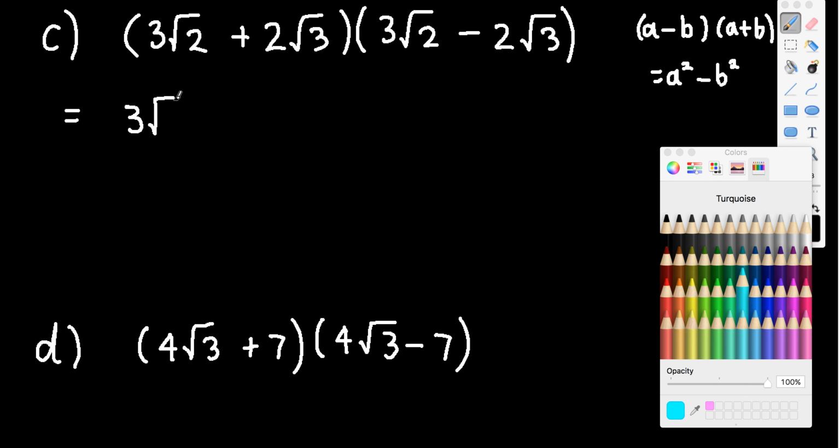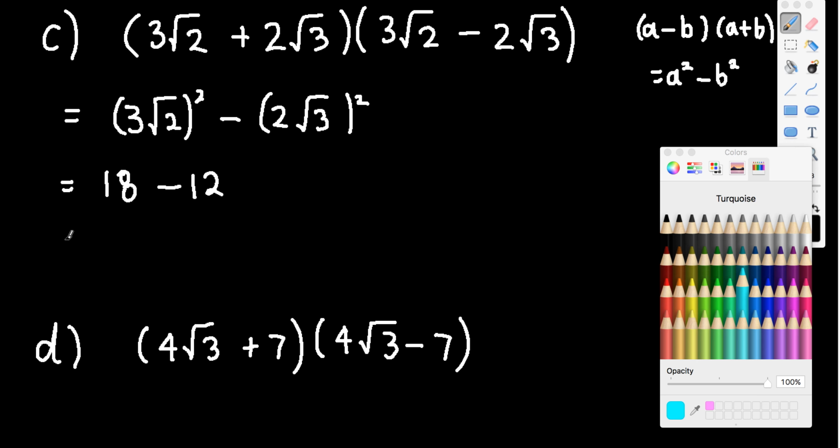So a squared will look like that. B squared, we'll do minus of course, b squared will be 2 root 3 squared. As you can see, these are a lot less messy than the other ones, that's for sure. So this first one, 3 squared is 9, root 2 squared is 2, so 9 by 2. And this one here, 2 squared is 4, 4 by 3, 12. So we're left with an integer, we're left with just 6.